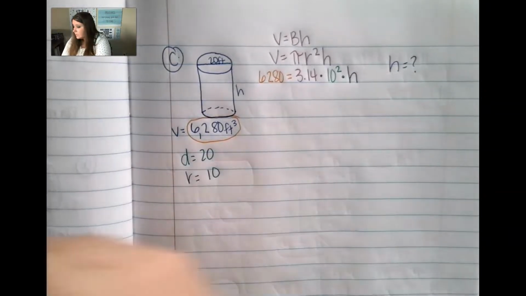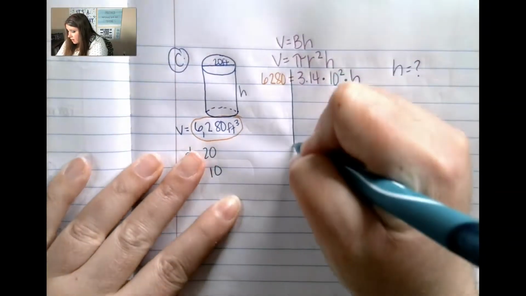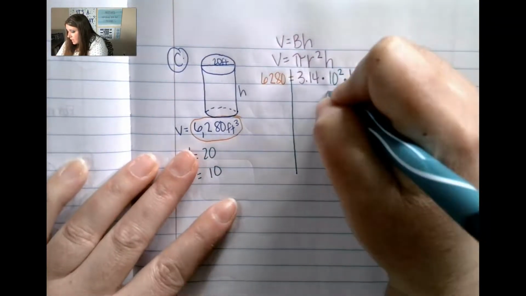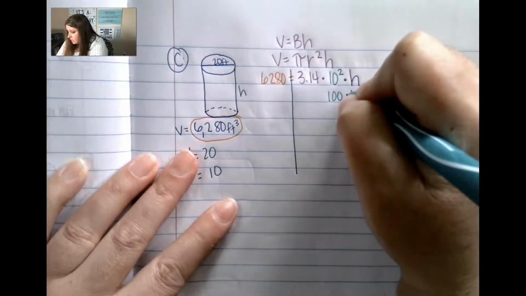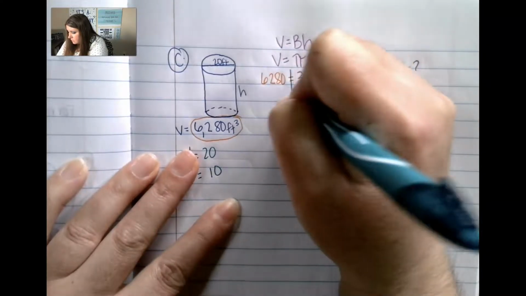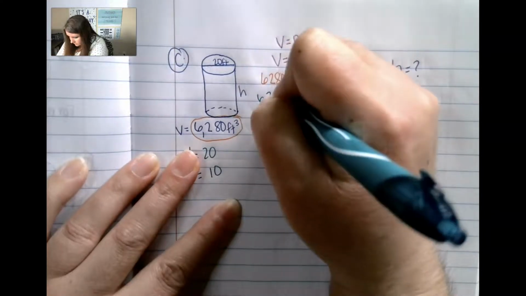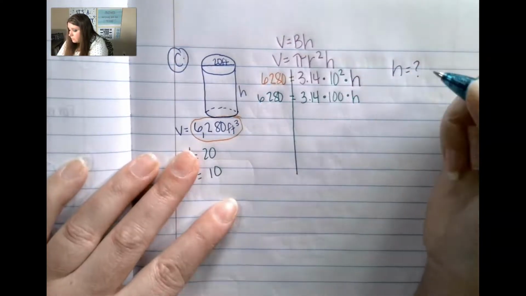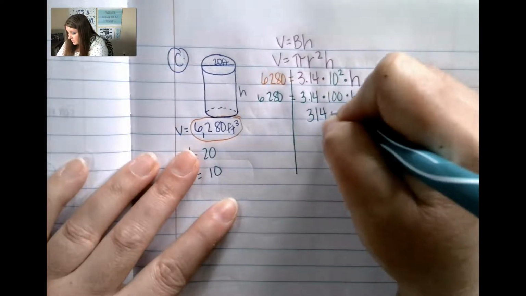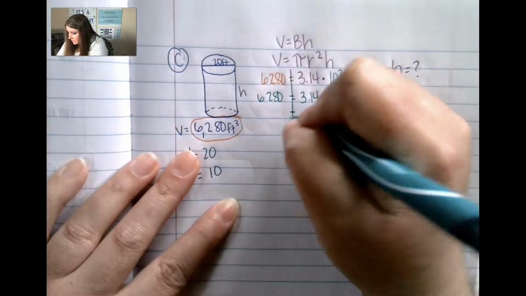All right, so let's go ahead and start combining the things that are the same. So we know that 10 times 10 is 100. And we're going to just combine the rest of this. Keep simplifying. 3.14 times 100 is really just 314 times the height.